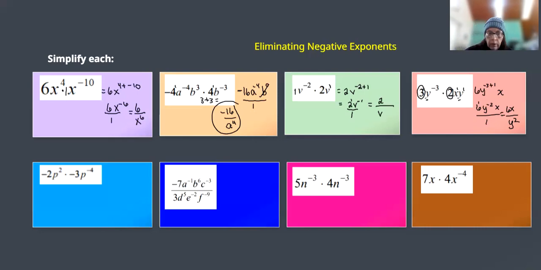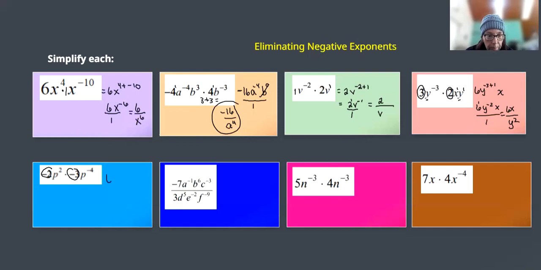Okay, the next one. Our coefficients are -2 and -3. When you're multiplying, you have two negatives. 2 is an even number. Your answer is going to be positive. -2 times -3 is +6.